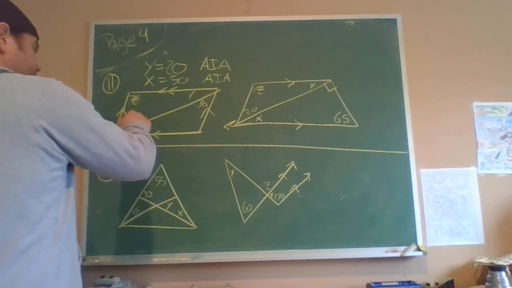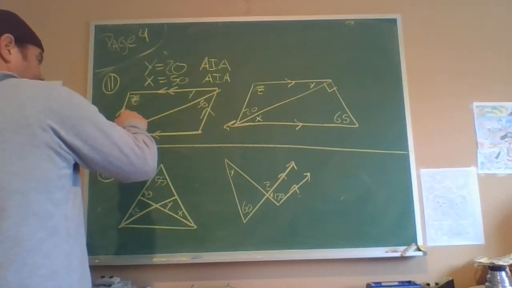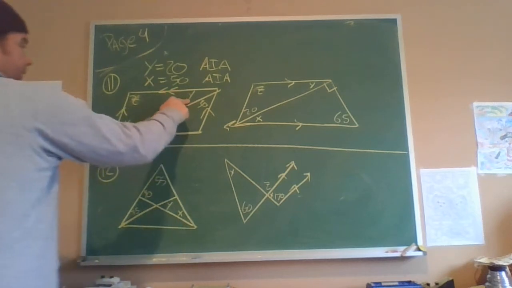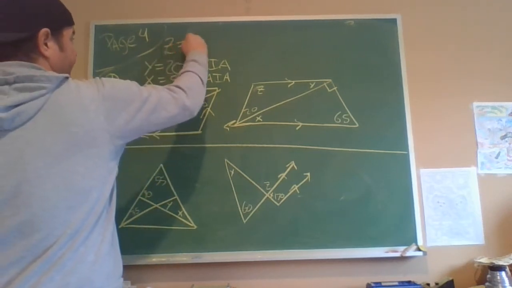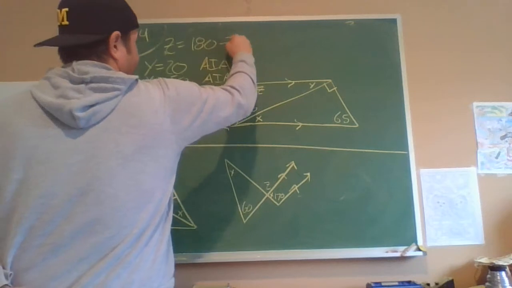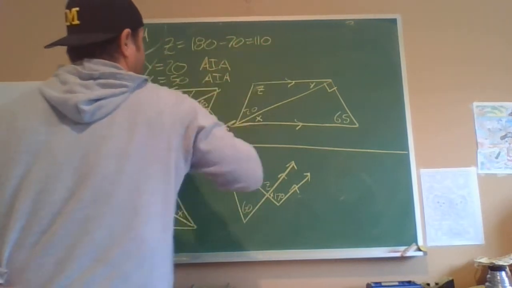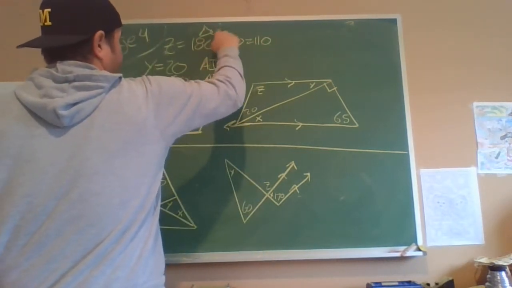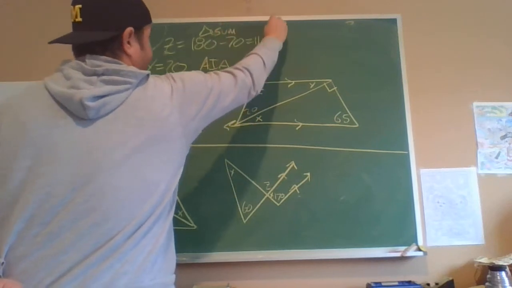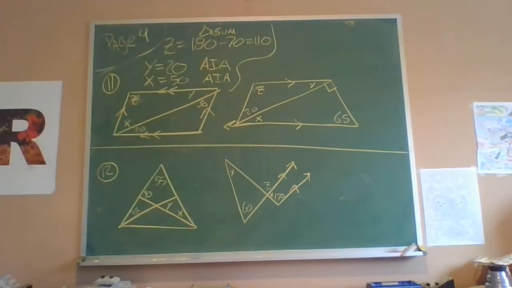So the last bit is if I know that x is 50 and that y is 20, well, z must be 180 minus 70, which is 110, because of the triangle sum theorem. Okay, so there's x, y, and z for question number 11.